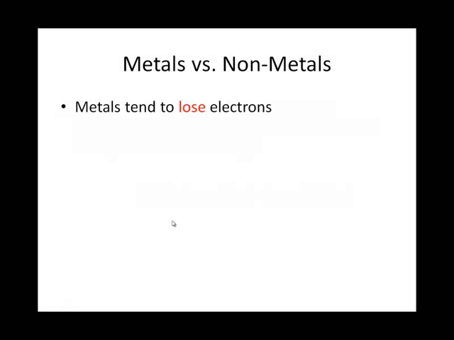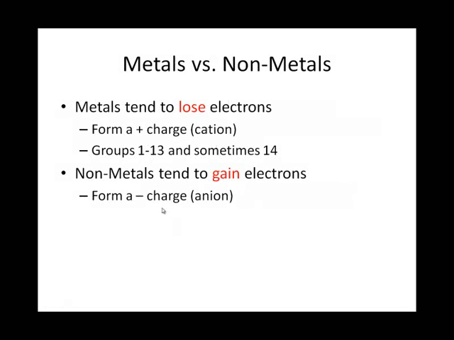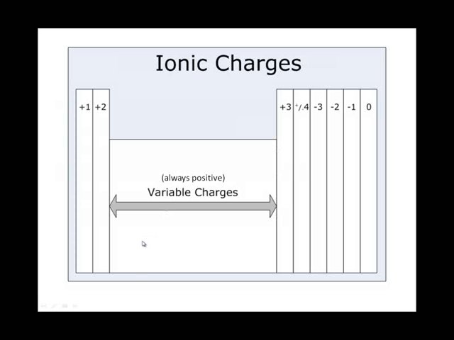Alright, so metals tend to lose electrons. They form a positive charge known as a cation. So groups 1 to 13 tend to lose electrons, and sometimes 14. Nonmetals tend to gain electrons. They form a negative charge. They're known as anions. Groups 15 through 17, and sometimes 14, will become anions or negatively charged ions.